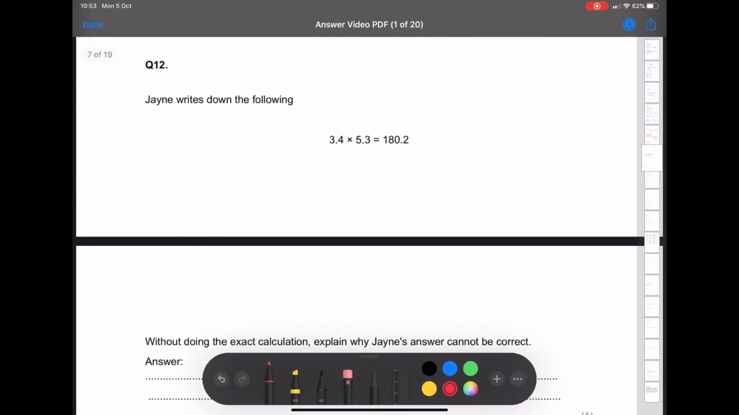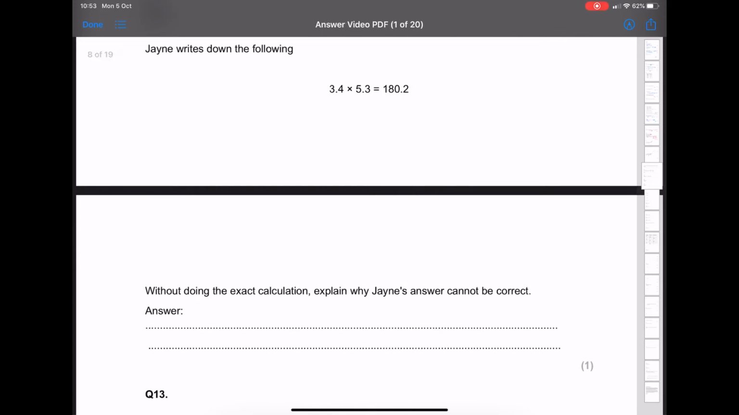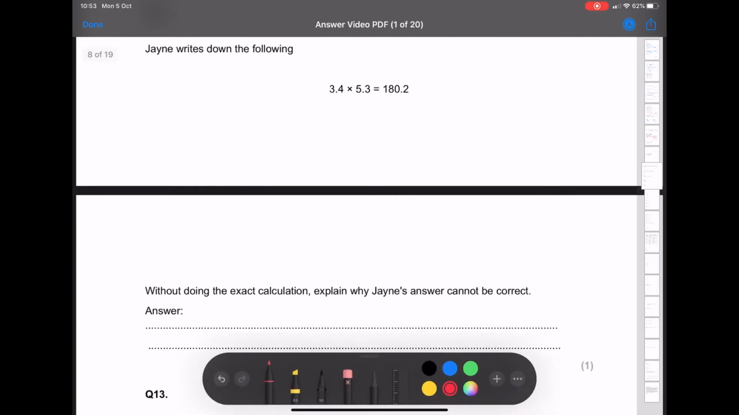So, question 12. Jane writes down the following: 3.4 times 5.3 equals 180.2. It says, without doing the exact calculation, explain why Jane's answer cannot be correct. Some of you did do the exact calculation, which is not what I wanted to see. What I want to see is that you use your common sense.